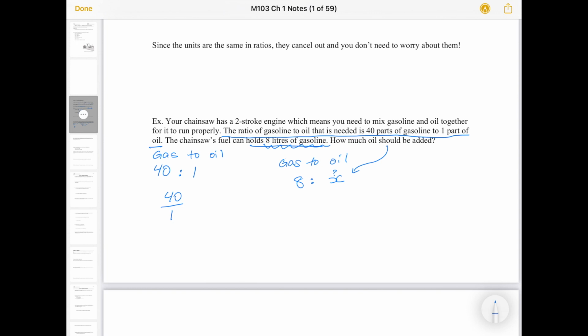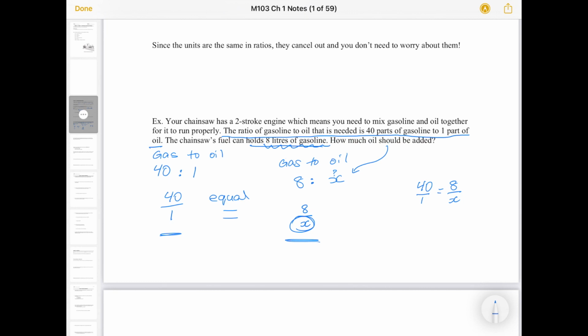And the gas to oil, again, as the ratio with the colons, but again, it might be easier if we start looking at it as a fraction, 8 over x. Now I need these to be equivalent statements. That means I need them to be equal. If they're equal, the ratio holds, and I am good to go. So I need to find which value for x for the oil is going to have this fraction equal this fraction. Now to do that, I'll work over here now. 40 over 1 is going to equal 8 over x.